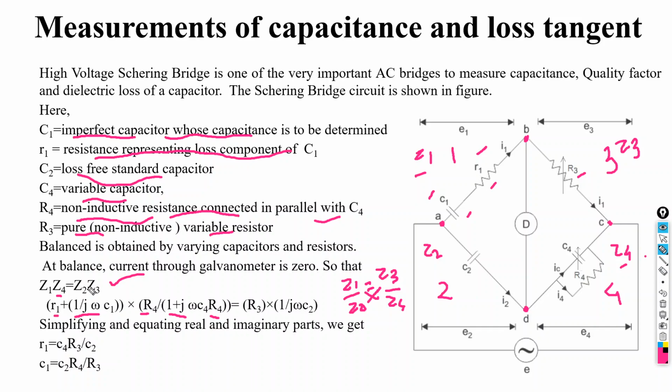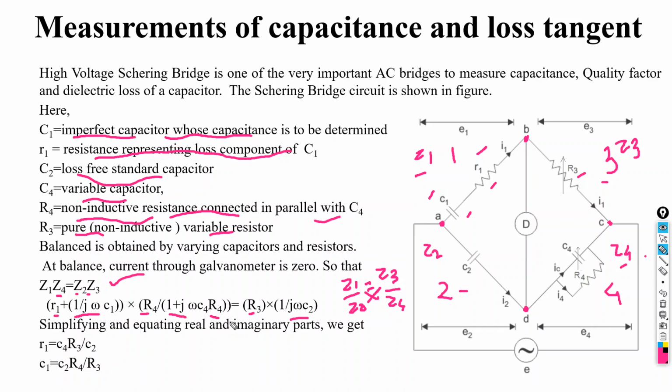Then the right hand side is the product of Z2 and Z3. Z2 is the impedance of the second arm. It consists of capacitor C2, so its impedance is represented as 1 by j omega C2. And Z3 is the impedance of the third arm. It consists of a variable resistor R3, so its impedance is represented simply as R3.